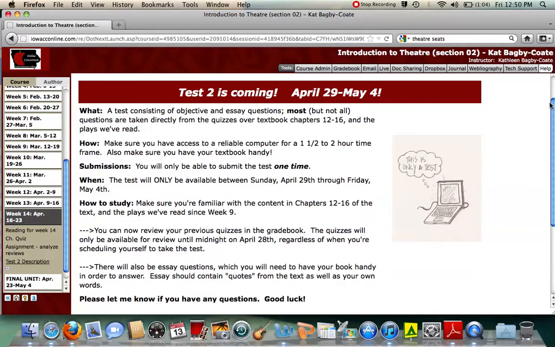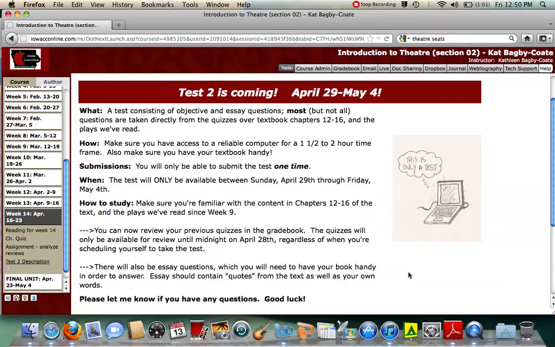So make sure you are familiar with the content in chapters 12 to 16 of the text and the plays we've read since week 9. So you can now review your previous quizzes in the gradebook. If you go to the gradebook tab up here along the top, you should be able to select the week and the quiz that you want to look at, and it will show you the questions and what you answered and any feedback that I gave you.